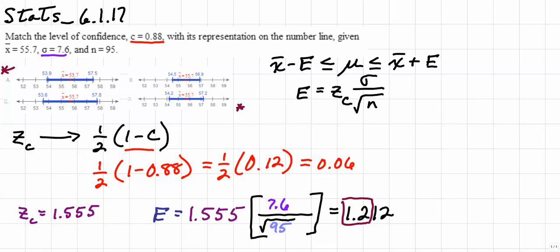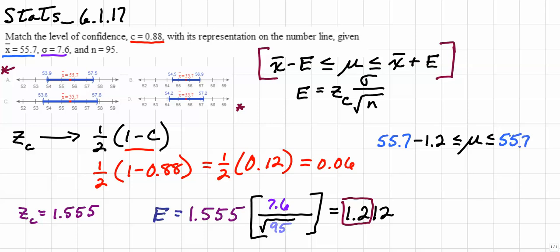So how do I figure out what the confidence interval is? Well, as I said, we're going to use this statement right here. So if x bar is equal to 55.7, we will have 55.7 minus 1.2 less than or equal to the population mean less than or equal to 55.7 plus 1.2.